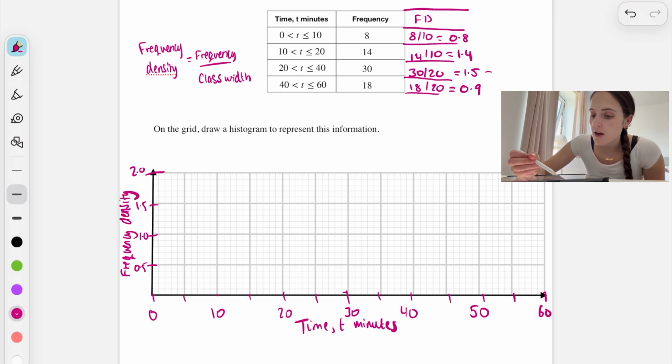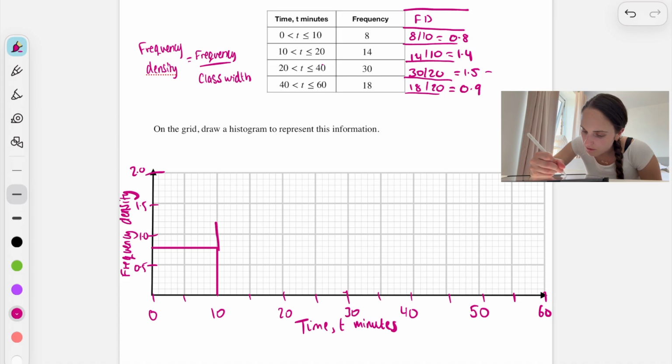So for the first one, my class is 10 wide and I go up to 0.8. So I go along to 10, up to 0.8, and 0.8 is here. So I'm just going to draw this bar like so. The next one I have between 10 and 20 and it should be 1.4 high. So I'm going to go up to 1.4, which is going to be here. And then I'm going to go between 10 and 20. So I'm going to go like this.